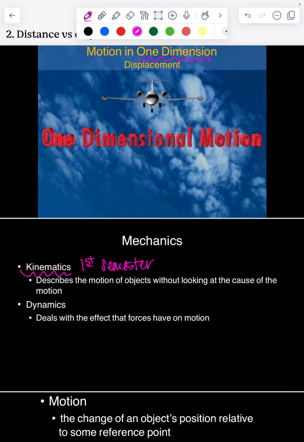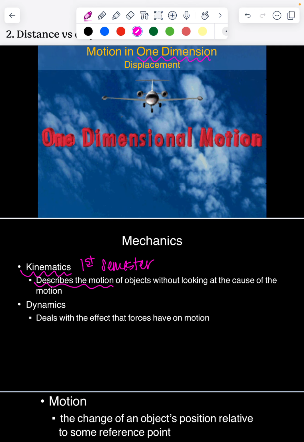So this is what we're going to be working with pretty much for all of first semester. All we are doing in kinematics is just describing the motion of objects. For example, if it changes this much distance in this much time, what is its velocity? Things like that.